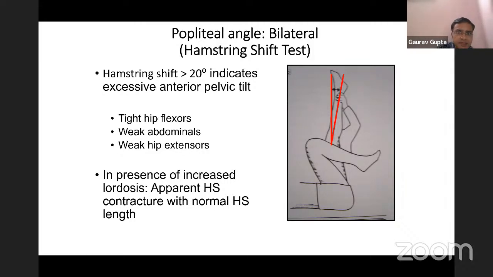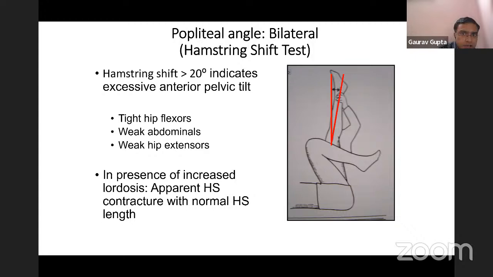If this shift is more than 20 degrees, it indicates that it was mainly due to excessive anterior pelvic tilt, and the cause can be tight hip flexors, weak abdominals, and weak hip extensors. In the presence of increased lordosis, there can be apparent hamstring contracture with normal hamstring length. And in those cases, hamstring release will not work. Rather, we should work on hip flexors, weak abdominals, and weak hip extensors.